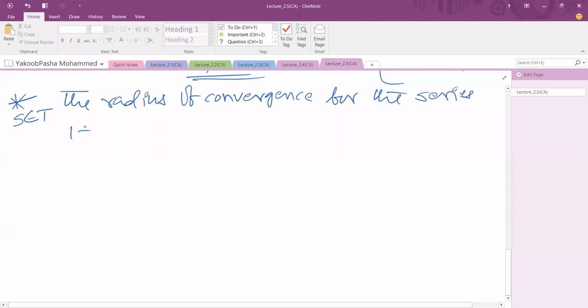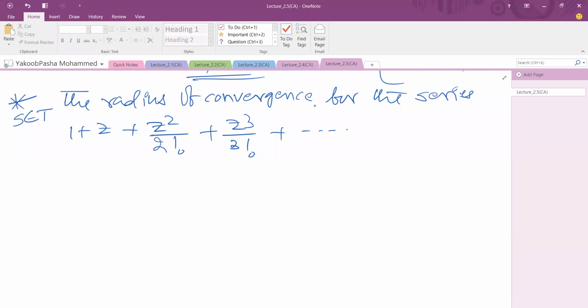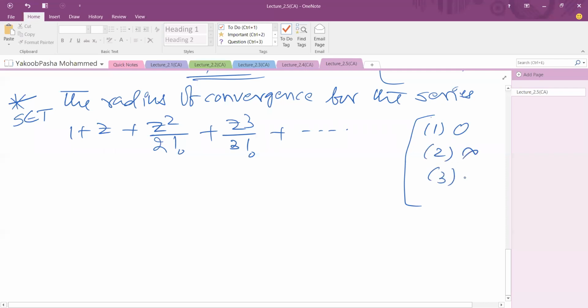The series is 1 plus z plus z square by 2 factorial plus z cube by 3 factorial plus and so on. We need to find the radius of convergence, and the options are the same here. First option 0, second option infinity, third option e, and the fourth option is 1. So it is nothing but the expansion of e power z. So we can write summation n equal to 0 to infinity z power n by n factorial.